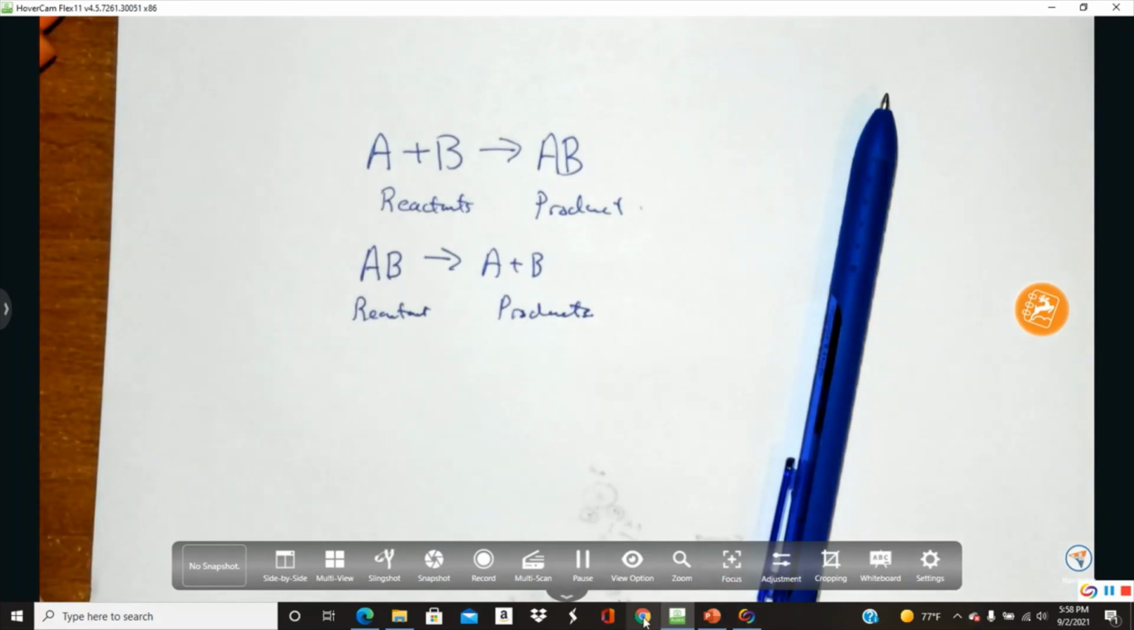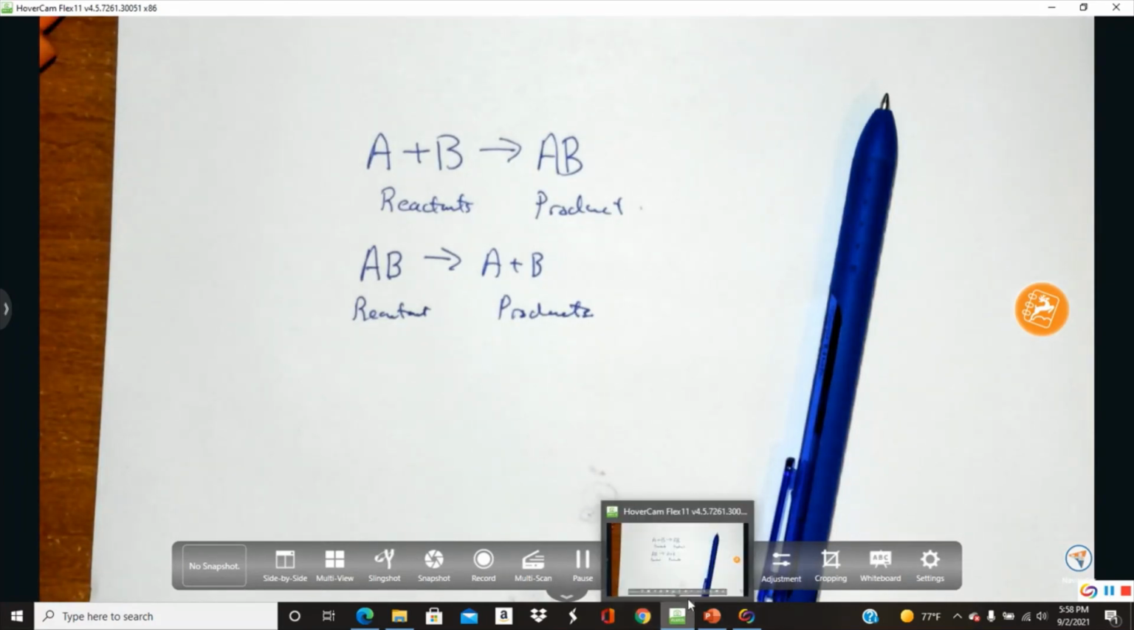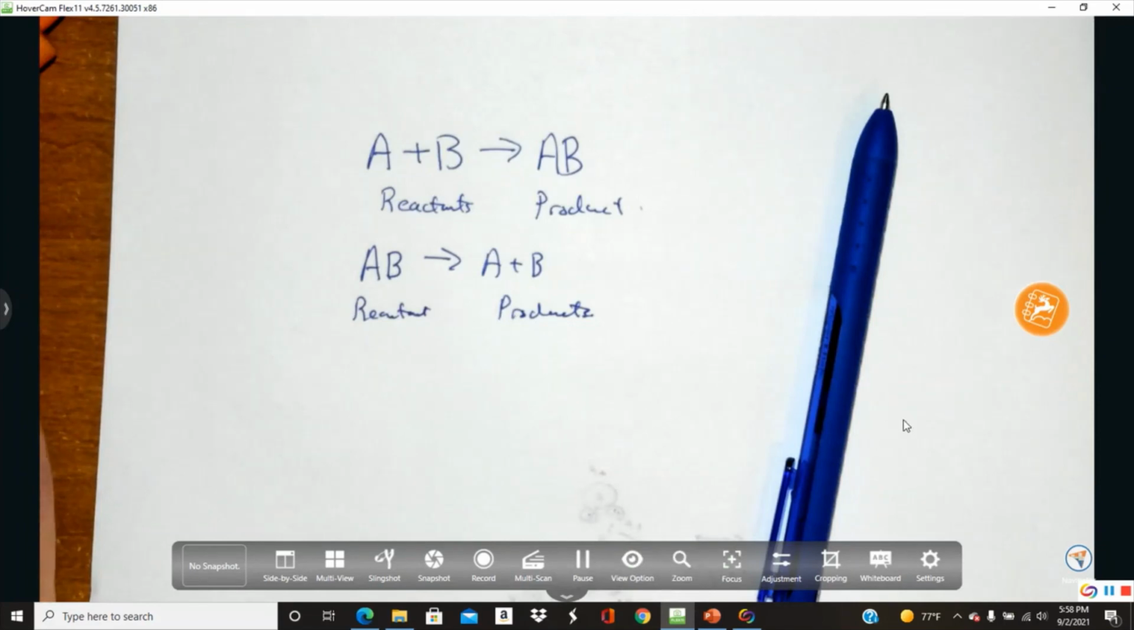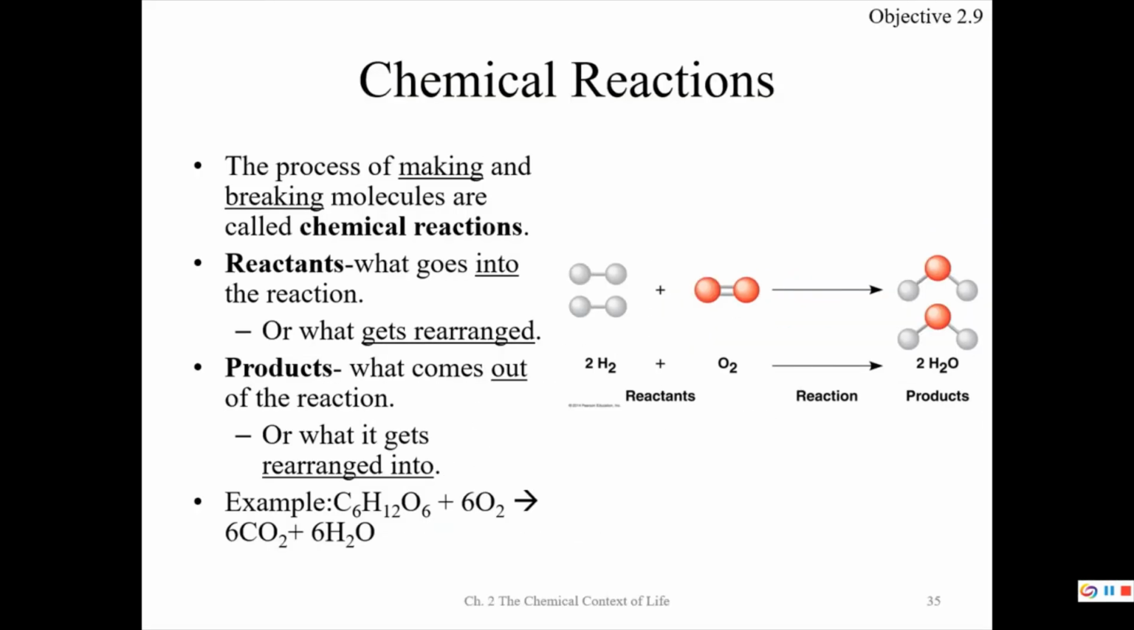Maybe you intercept. Maybe you end up breaking it. Maybe you get intercepted, you get sacked, you fumble the ball. Something happens. There's all kinds of things that can happen in a football play, just like in chemical reactions, where things are made and broken. The reactants go in, the products come out. Reactants get rearranged, and products are what you get rearranged into.